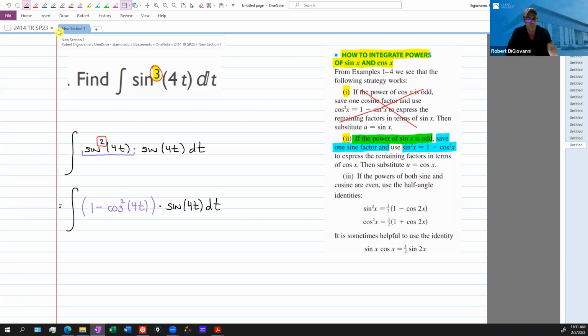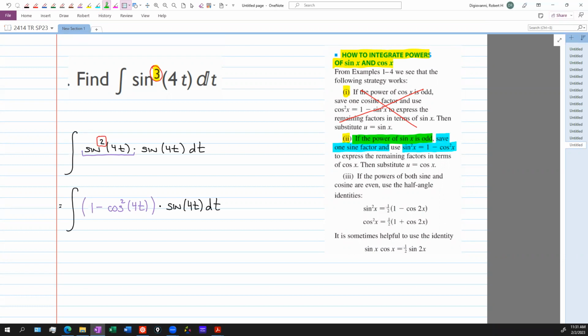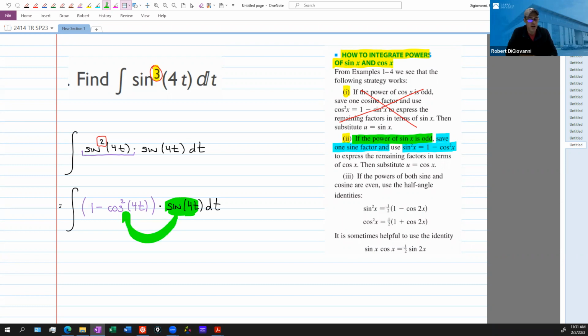Do y'all see what the U would have to be? It would have to be the sine of t. Okay, careful. If U is sine, then the derivative is cosine, but that derivative is trapped inside the parentheses, isn't it? It's being squared. You don't want that, do you? So instead, cosine 4t should be your U. What's the derivative of cosine 4t?